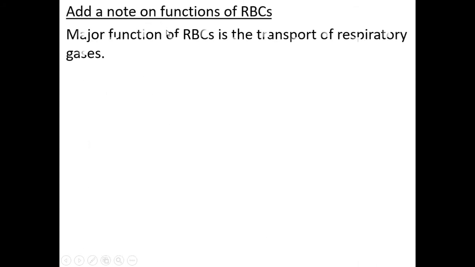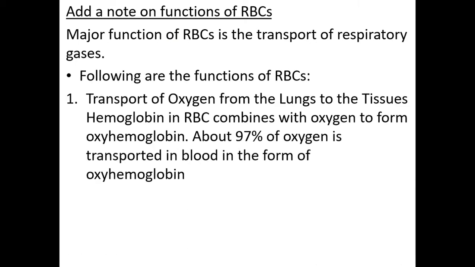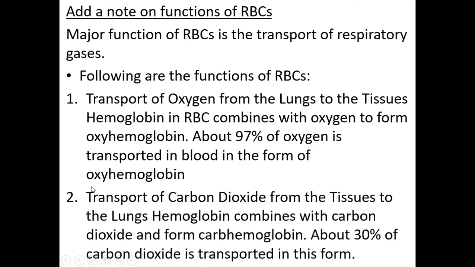Now the functions of RBC. The major function of RBC is transport of respiratory gases. Following are the functions: transport of oxygen from the lungs to the tissues. Hemoglobin in RBC combines with oxygen to form oxyhemoglobin. About 97% of oxygen is transported in the form of oxyhemoglobin. Second, transport of carbon dioxide from the tissues to the lungs. Hemoglobin combines with carbon dioxide and forms carbhemoglobin. About 30% of carbon dioxide is transported in this form.